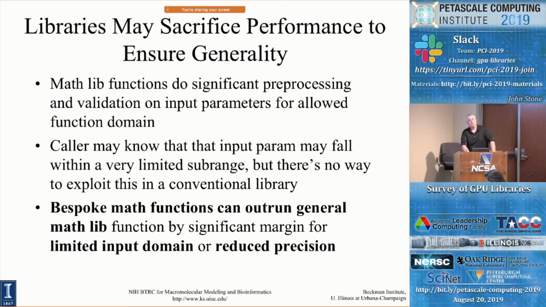If you know something about the domain of input for your math routine, you can get higher performance than the general math library function. So I told you sine and cosine, for example, spend a lot of their time checking the input parameter to make sure it's legal and valid and so on. If you know that your parameter falls in a very specific subrange, you could almost double the performance over a typical math library implementation.